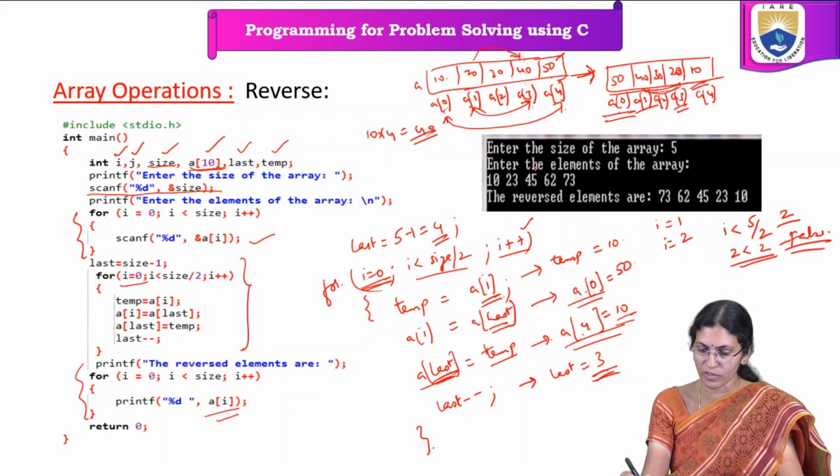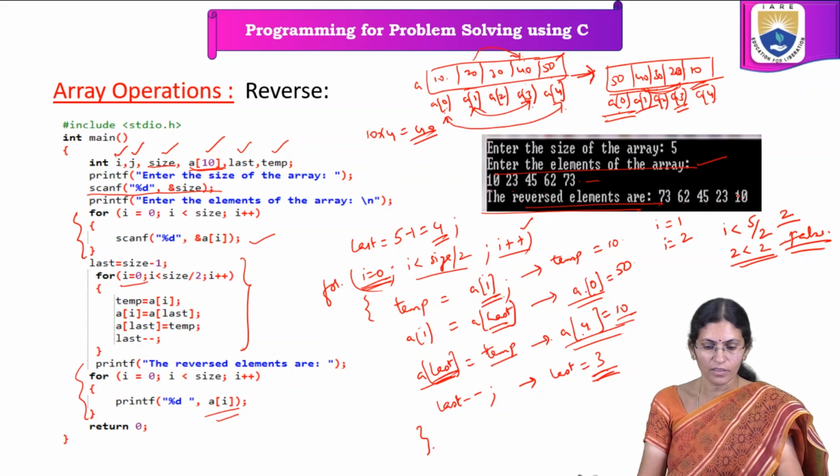After running the program, suppose the user enters the size of the array as 5. Now the user will be prompted to enter the elements of the array. Suppose the user enters 10, 23, 45, 62 and 73. These are the elements entered by the user. After the reverse operation, the reversed elements are 73, 62, 45, 23 and 10.